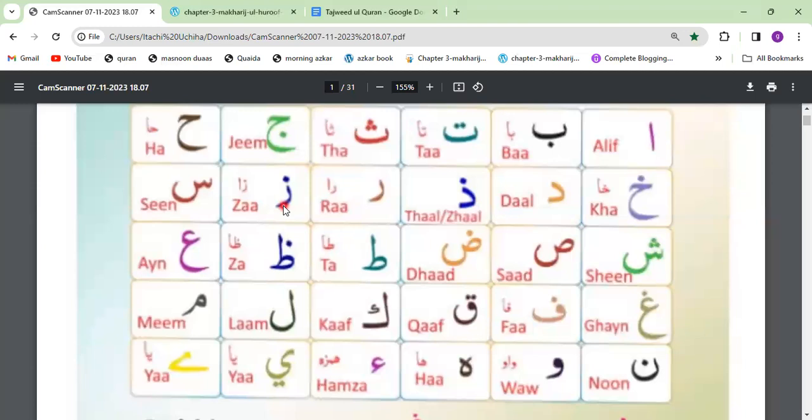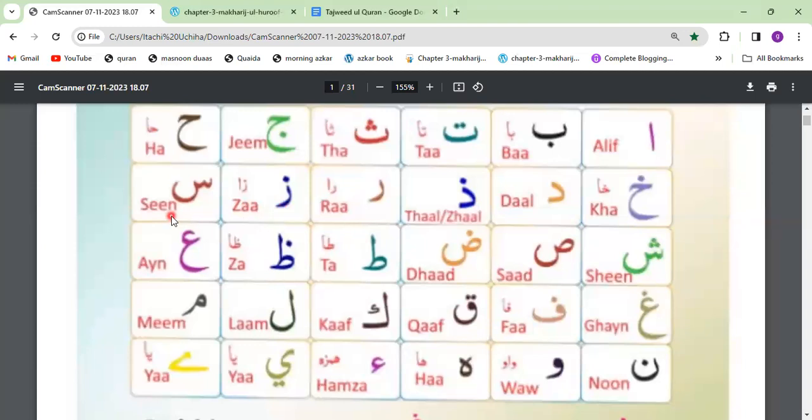Then we have to pronounce Za. Za and Sin are having the same makhraj. You have to connect the upper and lower front two teeth, and you have to put the tip of your tongue in between. Say it. Za. Make it more stronger. Za.